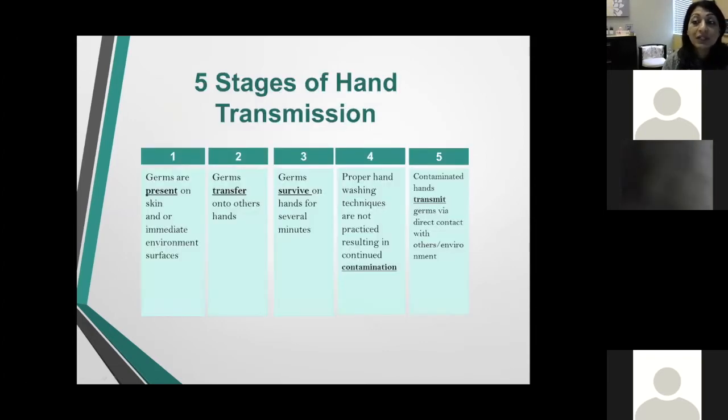One is that germs are present on the skin or in their immediate environment and surfaces. 2 is that the germ is transferred onto that person's hands. 3, germs survive on the hands for several minutes, and 4, proper hand washing techniques were not used, which results in continued contamination. And 5, contaminated hands transmit germs through direct contact with others and the environment. So it doesn't have to be that my hands were contaminated or had those germs lasting on them and I've touched another person's hands. It could be that I used a door handle that someone else then goes behind me and touches, and then their hands also become contaminated.